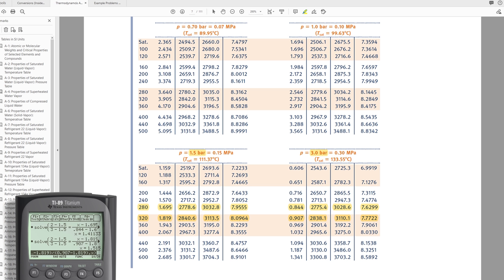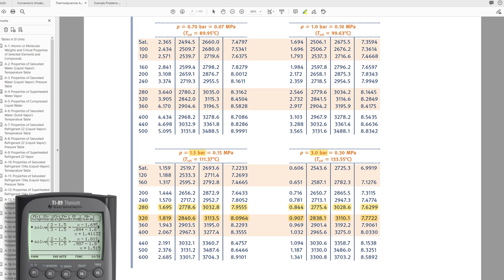Now, 300 minus 280 divided by 320 minus 280 is equal to V2 minus the specific volume at 2 bar and 280 degrees Celsius, which was 1.41133, divided by 1.515 minus 1.41133, and that will give us V2.